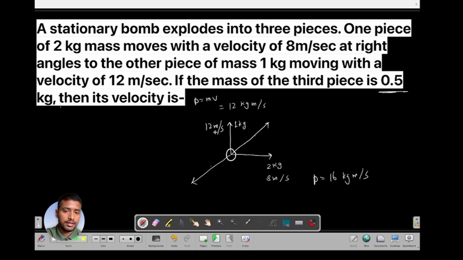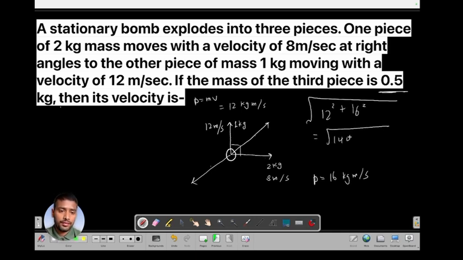And hence the net momentum of these two will be the Pythagoras of these two, because they are at 90-degree angles. You know the formula for addition of two vectors is a squared plus b squared plus 2ab cos theta, right? And since theta is 90, cos 90 is 0. So it is simply 12 squared plus 16 squared, which is 144 plus 256, and that's root 400, which will be equal to 20 kg meter per second.